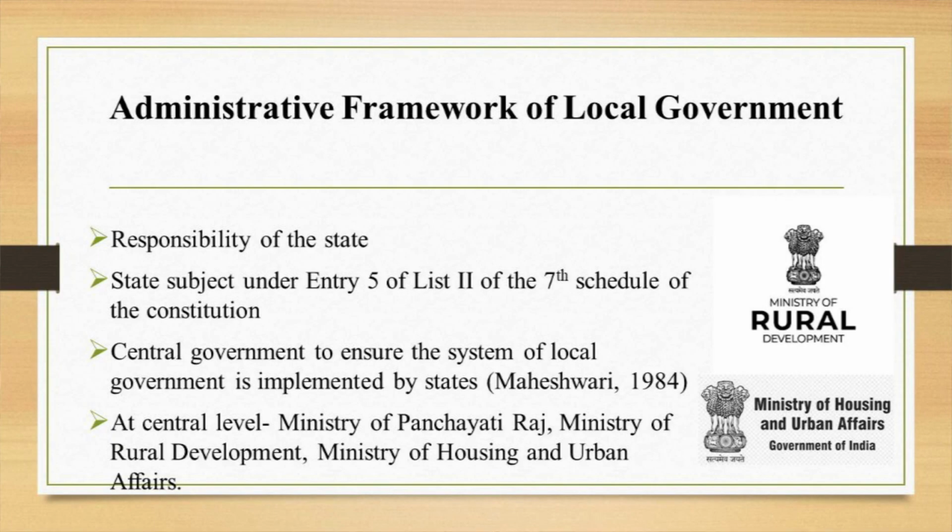Administrative framework of local government. Local government in rural and urban areas is the responsibility of the state under the constitution. It has been given under entry 5 of List 2 of the 7th Schedule of the constitution. The central government has the ultimate responsibility of ensuring that the system of local government, both rural as well as urban, as accepted at the government conferences, is implemented by the states. Local government receives the attention of three separate ministries at the central level, namely the Ministry of Panchayati Raj, the Ministry of Rural Development and the Ministry of Housing and Urban Affairs.